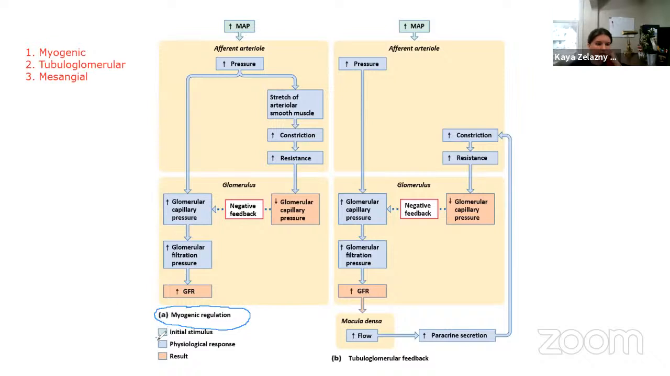Our initial stimulus on these diagrams is always in green, right? So the initial thing that happens here in this diagram is that our mean arterial pressure goes up, right? So this is basically getting higher blood pressure. The effect this has in our arterioles, in our kidneys, is that we're likewise going to have our pressure go up in that afferent arteriole. As pressure goes up, that means there's more blood, more plasma pushing against the walls of the arterioles, which means that they're stretching out that smooth muscle. We have this automatic constriction response. So we increase the contraction of those muscles, which is going to increase the resistance.